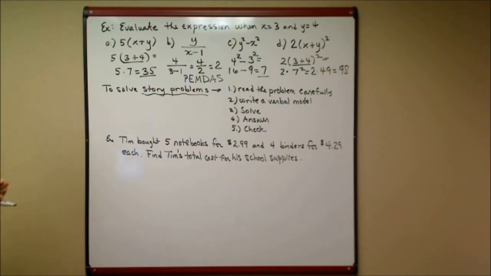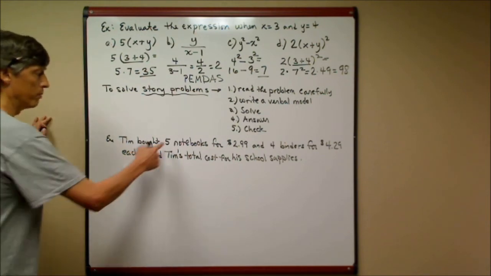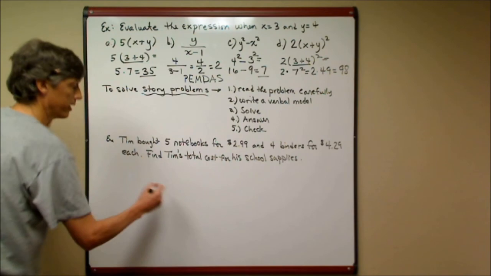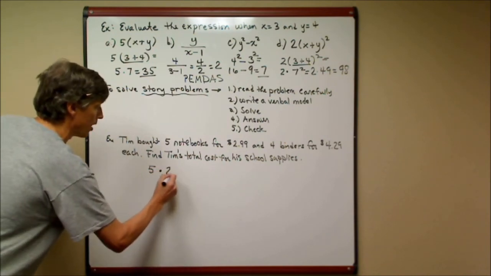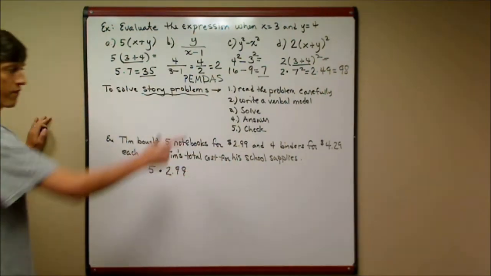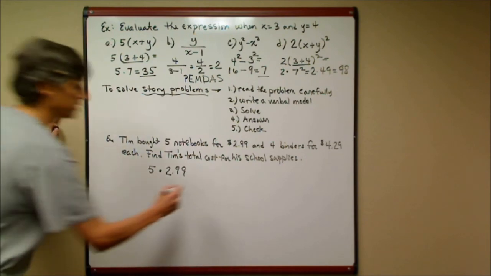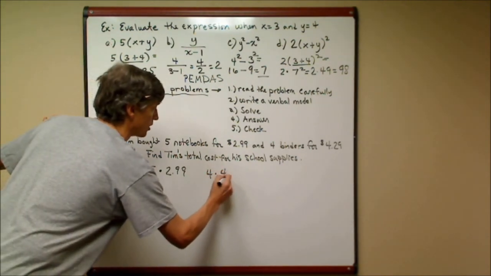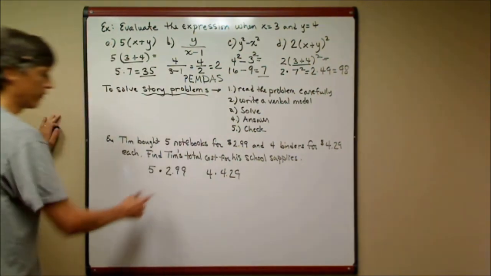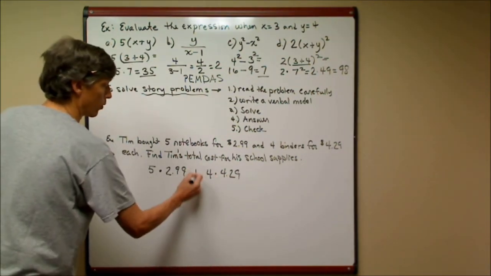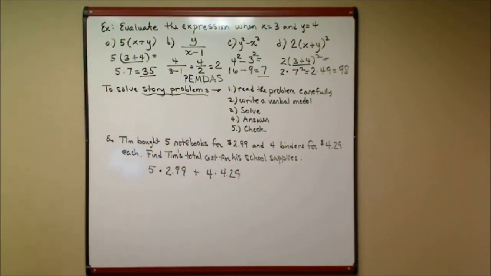So in the example that I have, Tim bought 5 notebooks for $2.99 and 4 binders for $4.29 each. Find Tim's total cost for his school supplies. So his total cost would be, well, you have 5 notebooks at $2.99, so that's 5 times $2.99. And you have 4 binders at $4.29 each, so that's 4 times $4.29. And of course, we're going to add those together, and that is going to give us the cost of all these school supplies.